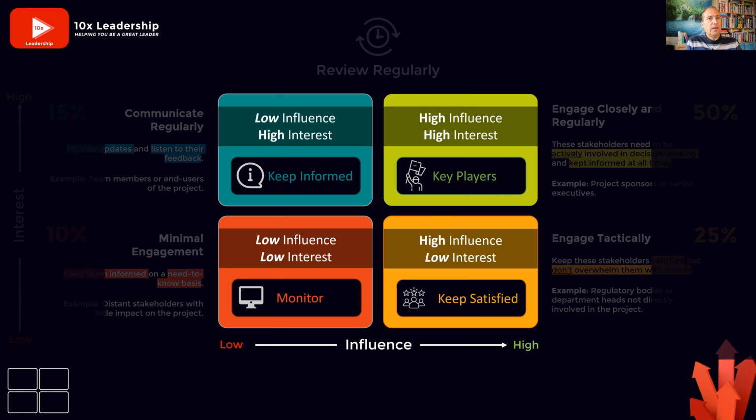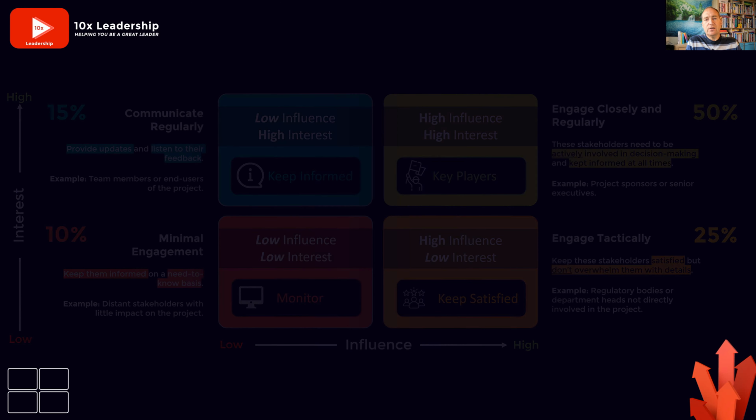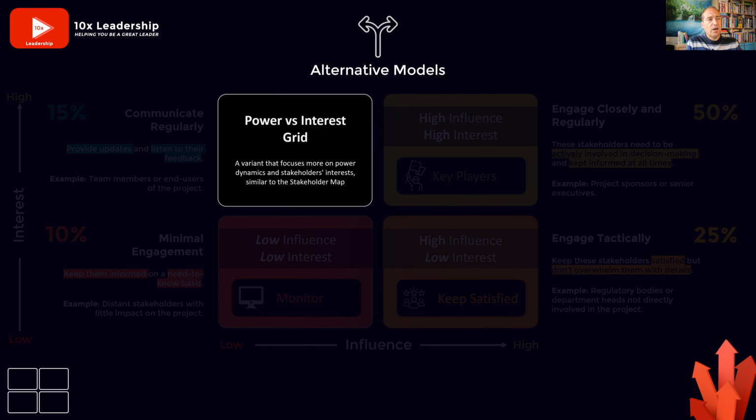The other thing to say is that there are alternative models, of course, to stakeholder management and mapping. So I just thought I'd mention, there's actually 4 of them I was going to mention. There's the power versus interest grid, which really is almost the same as this, but it's got power rather than influence. I mean, really, in my head, it's almost the same thing. But there are other models out there. If you're interested, go and have a look.